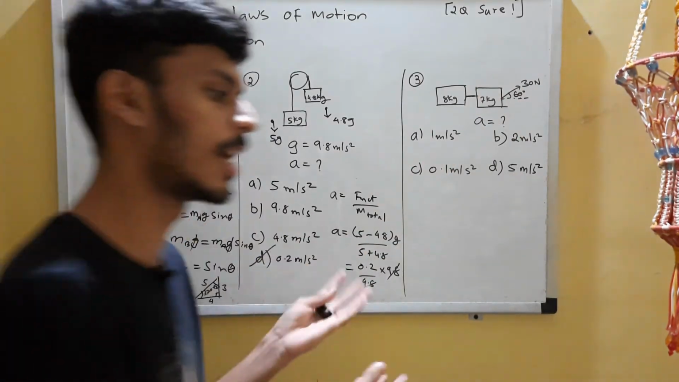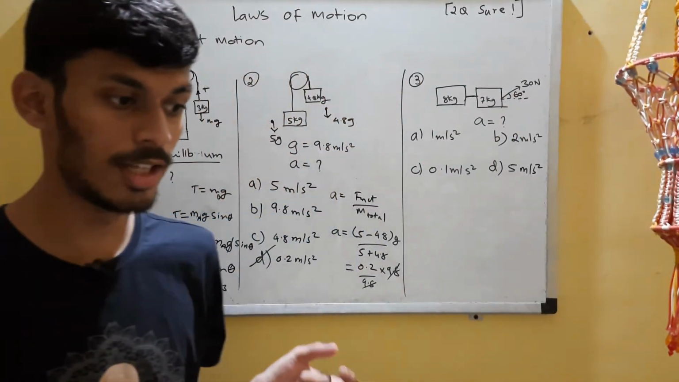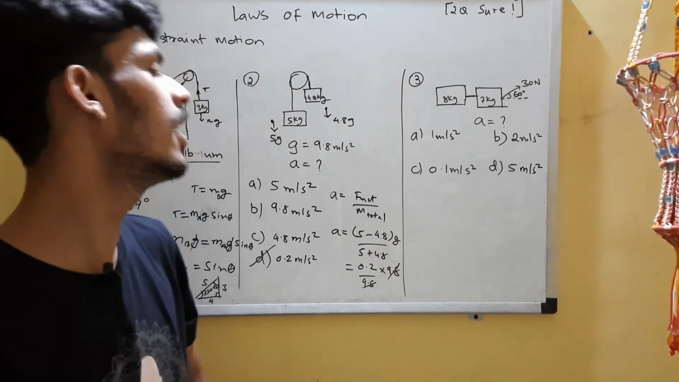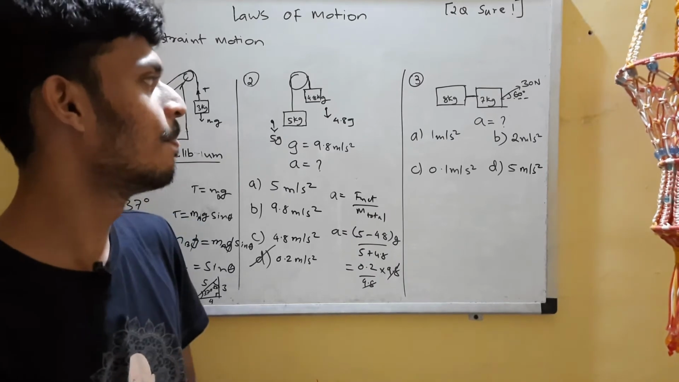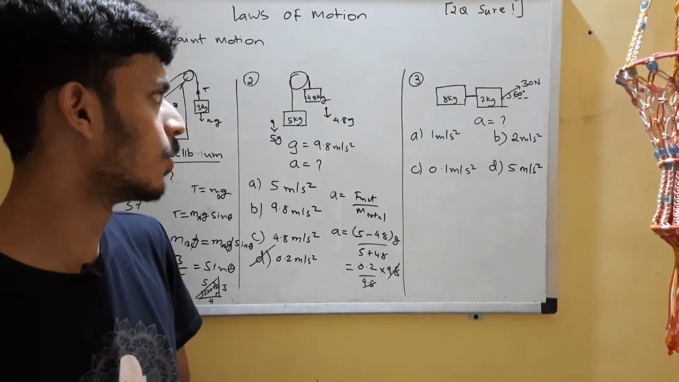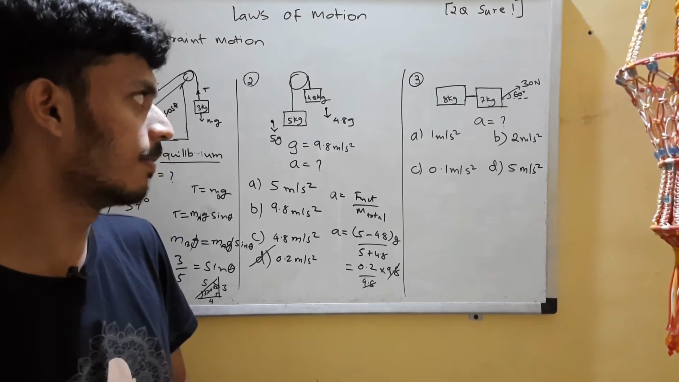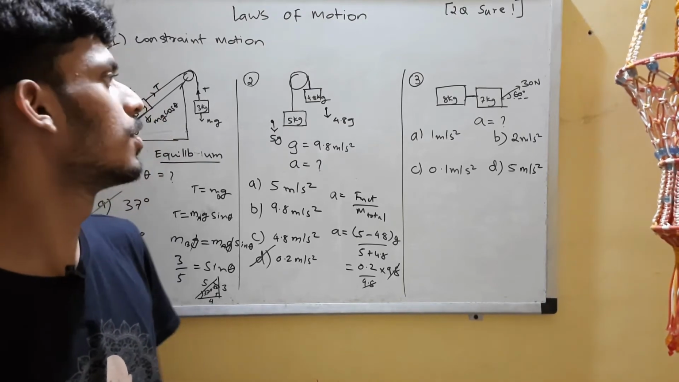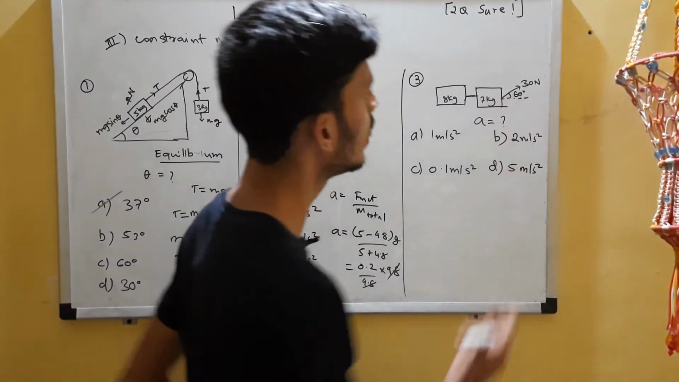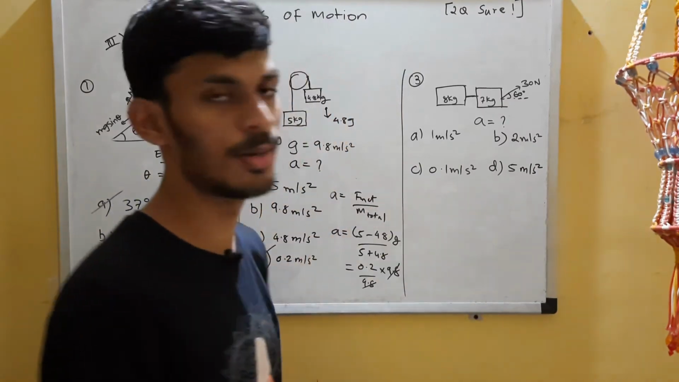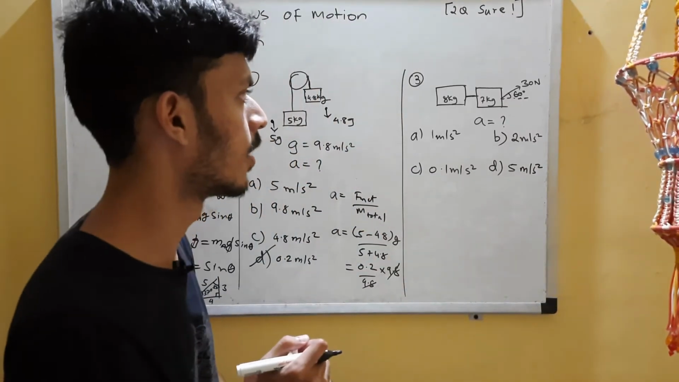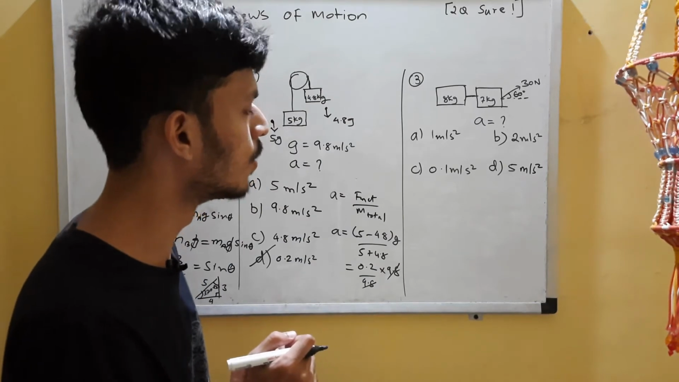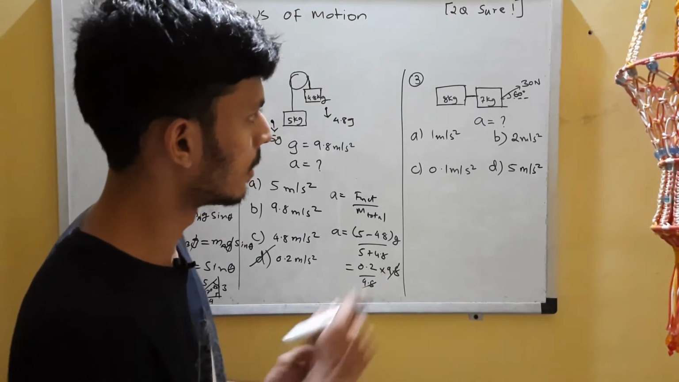Now these two blocks are connected by a string. They will have the same acceleration, right? So that is what constraint motion is, same acceleration. Now you are supposed to tell what will be the acceleration. So first of all, we have to resolve this force. You'll see that only the horizontal component is contributing to the acceleration in the horizontal direction, right? So you are supposed to resolve this force.